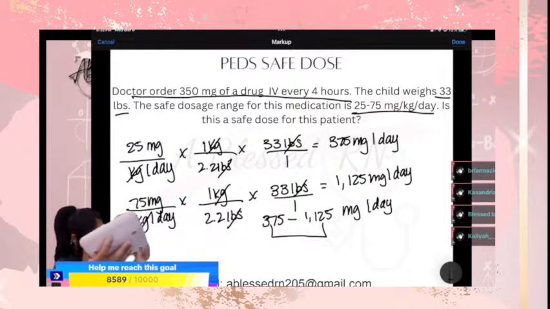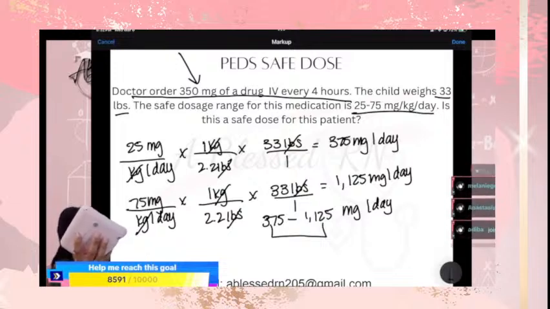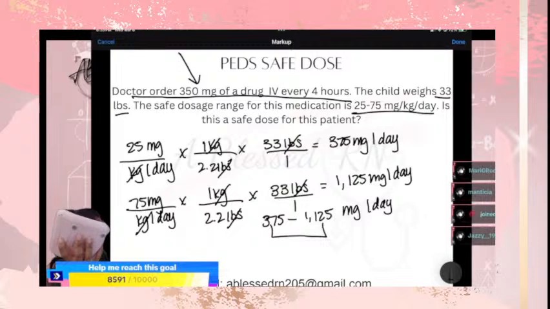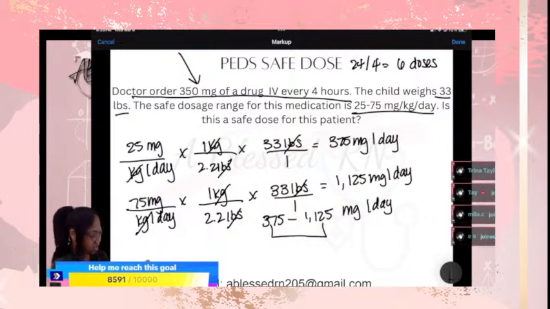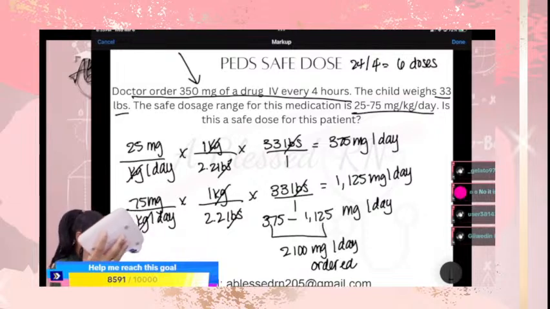a safe dose. So now we'll have to look back right here. So 350 milligrams is 1 dose, okay? It says they want us to give 1 dose every 4 hours. So there are 24 hours in a day. If we divide 24 by 4, that's going to be 6 doses, or 6 times we will have to give this medicine. So 6 times 350 is going to be 2,100 milligrams a day that's ordered. Is this going to be a safe dose to give our patient?